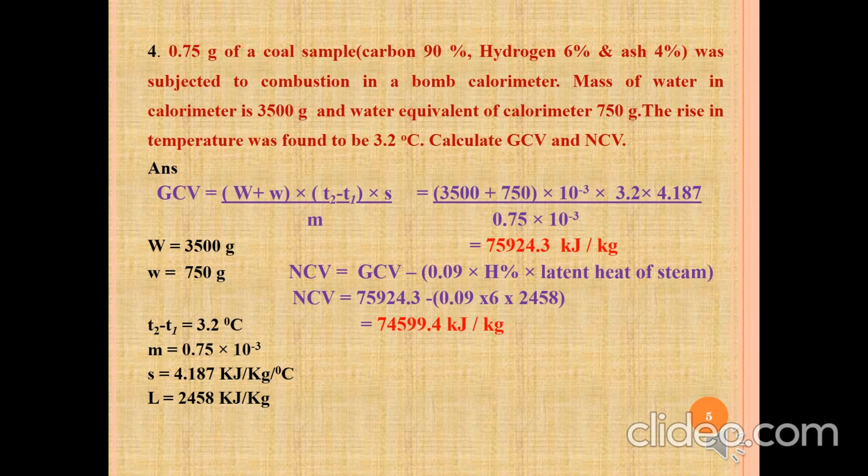Next, the formula to calculate NCV is given by NCV equal to GCV minus 0.09 into percentage of hydrogen into latent heat of steam. So we have to substitute in this formula. So we are getting 75,924.3 minus 0.09 into 6 into 2458. So we are getting NCV as 74,599.4 kilojoules per kg. So ultimately the final answer we are getting as gross calorific value 75,924.3 kilojoules per kg and NCV, that is net calorific value, is given by 74,599.4 kilojoules per kg.